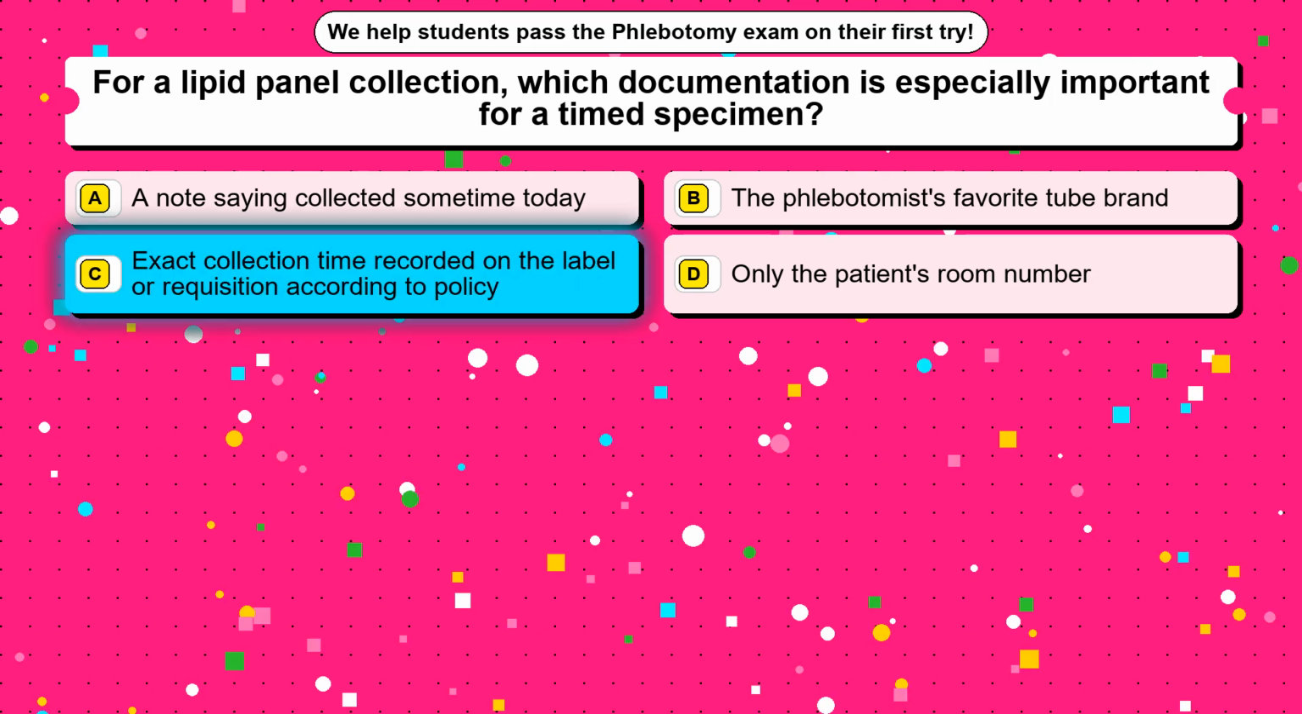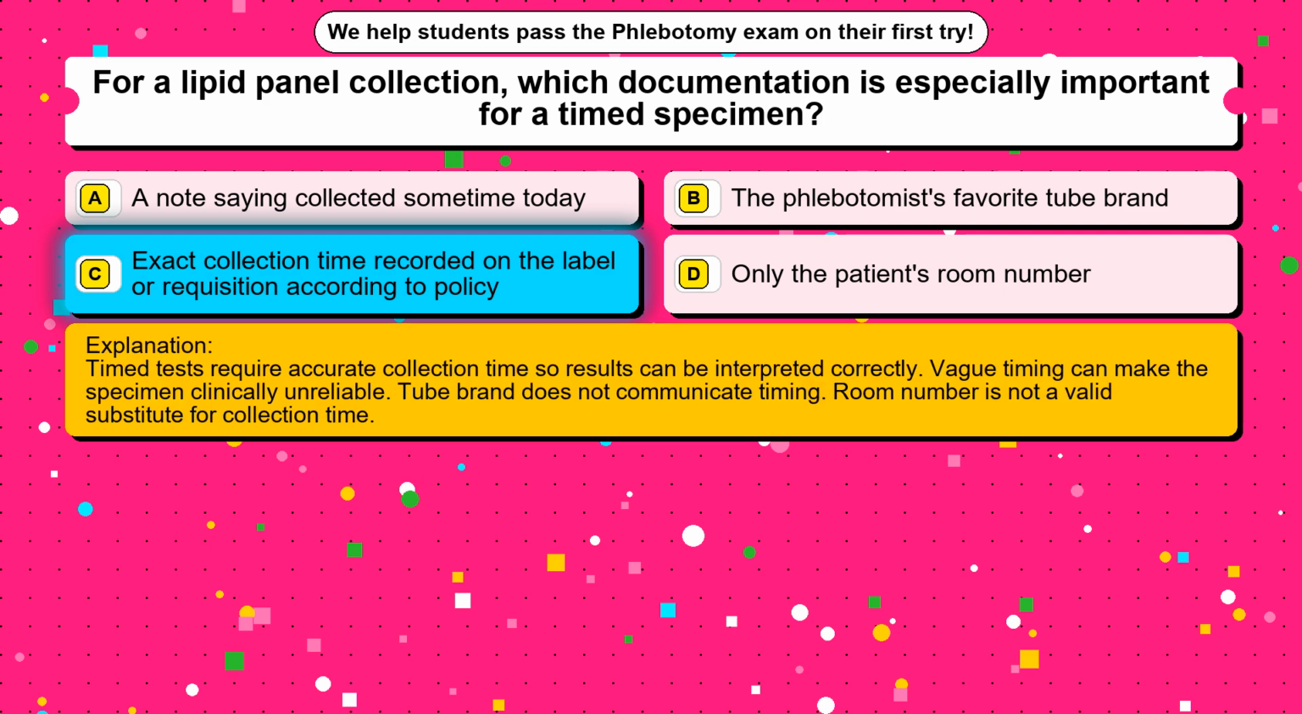The correct answer is option C. Exact collection time recorded on the label or requisition according to policy. Timed tests require accurate collection time so results can be interpreted correctly. Vague timing can make the specimen clinically unreliable. Tube brand does not communicate timing. Room number is not a valid substitute for collection time.